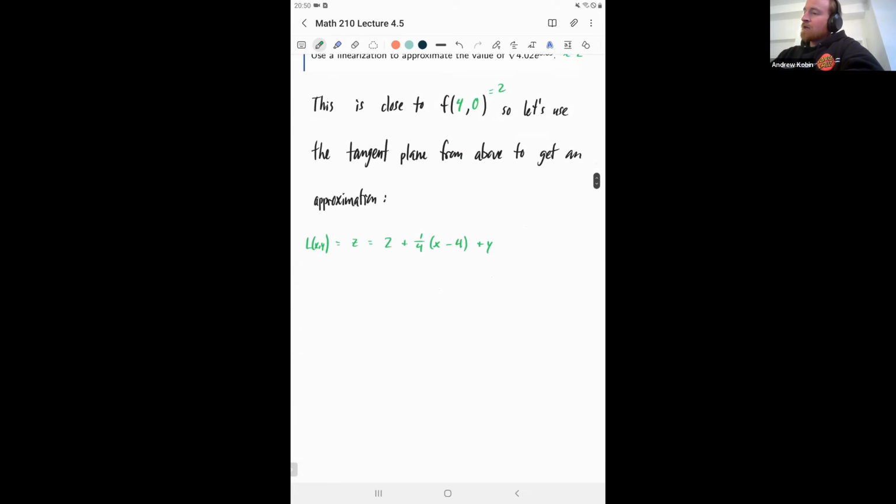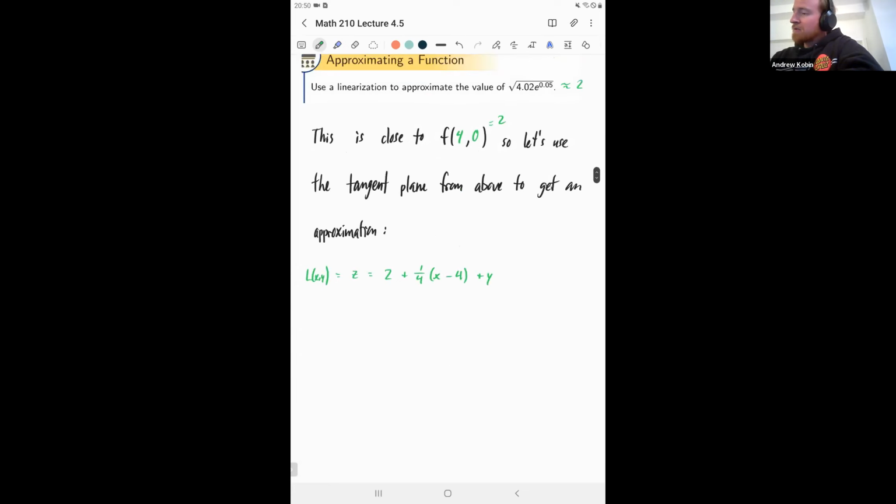So I don't want to plug in 4, 0, by the way, because this would go to 0 and this would go to 0. We just get the value of 2, which we already know from our computations above. Instead, I want to plug in new x and y values that will help me approximate this expression. So my x value is going to be 4.02, and my y value is going to be 0.05. These are the nearby x and y coordinates we want to plug into this plane equation to determine a z value, which will approximate the function value at that set of coordinates.